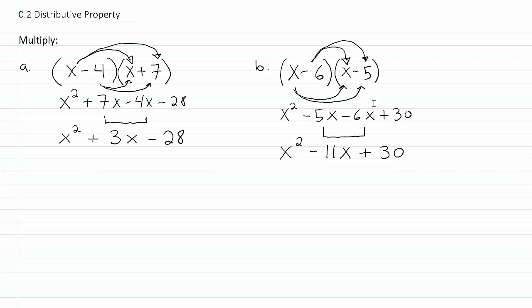Again, I have a trinomial, and the terms here are all unlike, which means we cannot combine them. And so our final answer is x squared minus 11x plus 30.